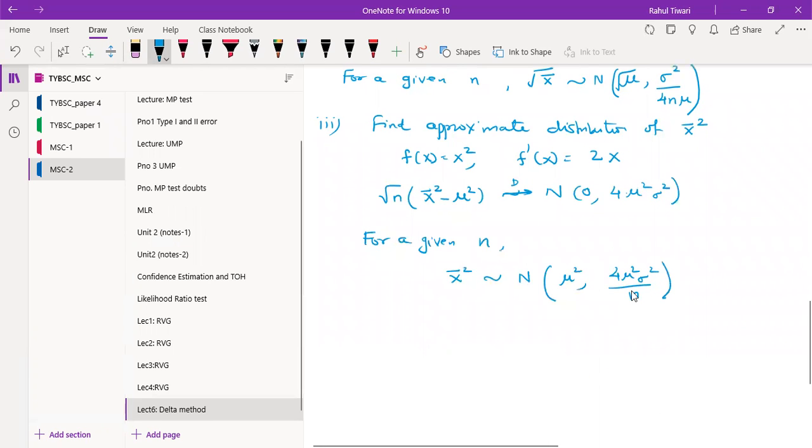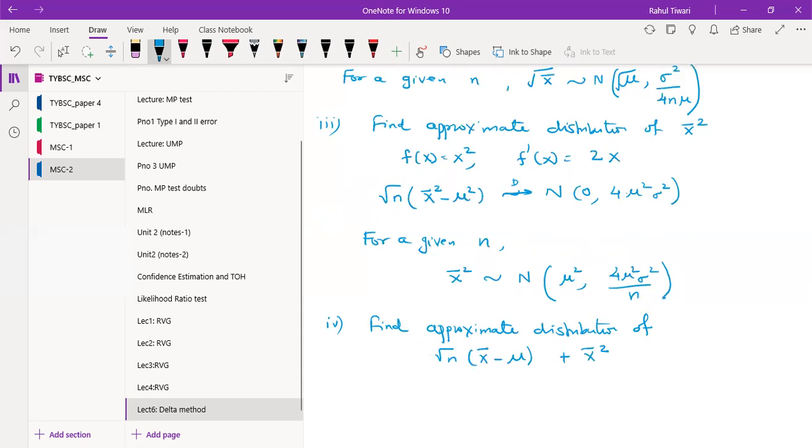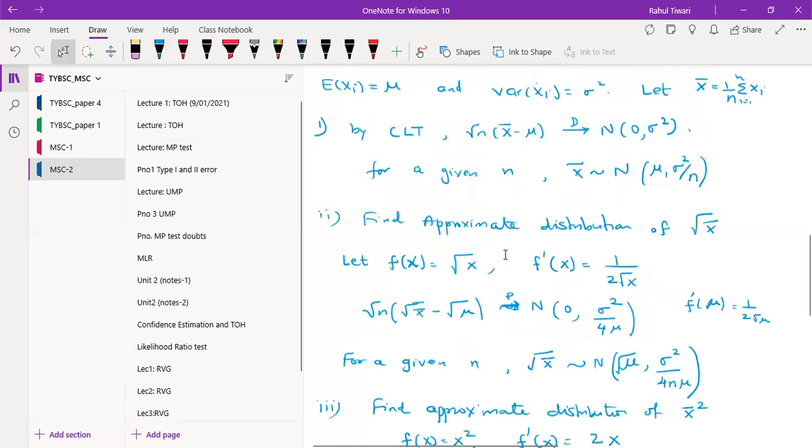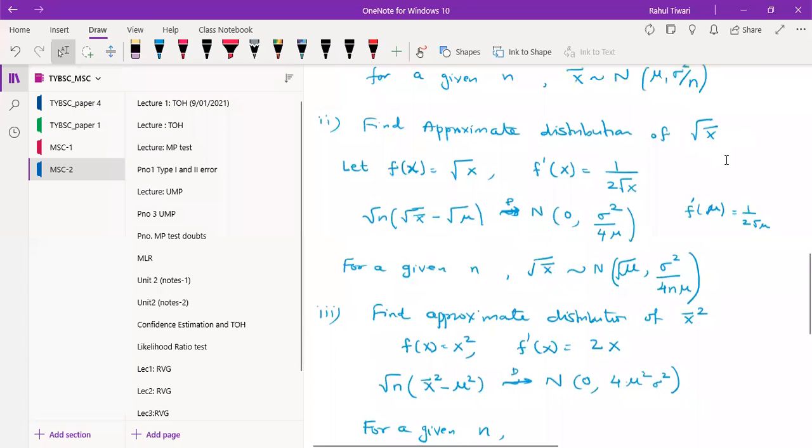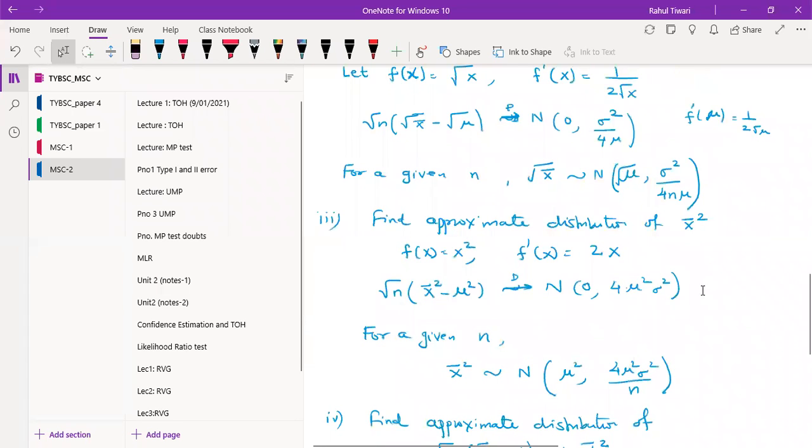Now let us take a little more complicated distribution. For example, you're interested to find the approximate distribution of, let's say, root n times (x bar minus mu) plus x bar square. So here if you just observe, you have already obtained the root n (x bar minus mu) distribution, right, which is this here, and you have obtained the distribution of x bar square. So you can add up.